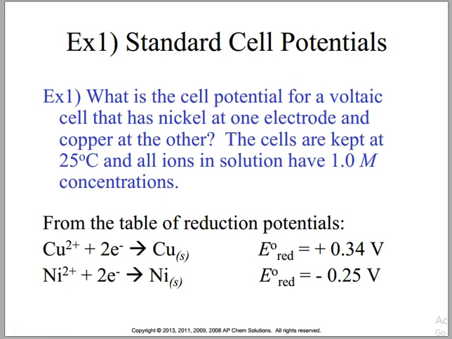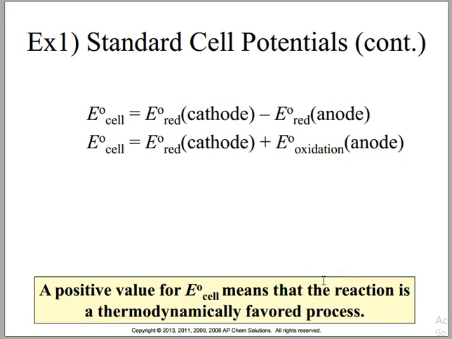All right. So here's a question. What is the cell potential for a voltaic cell that has nickel at one electrode and copper at the other? The cells are kept in standard conditions. So here are the reduction potentials. So the half reaction for nickel must be changed here as this is the oxidation half reaction. So this means we must change the sign for its value of E. Okay? So here are our equations.